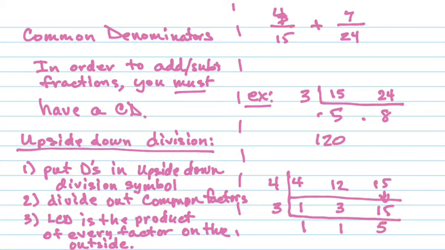Is there anything common to 1, 1, and 5 other than 1, which doesn't do you any good? Because if you divide by 1, you get right back to where you started. Nope. So these are the factors of my LCD. And since some of them are 1s, who cares? Because we don't multiply by 1 either, right? So it's just 4 times 3, which is 12, times 5 is 60. Okay? So your LCD is 60.